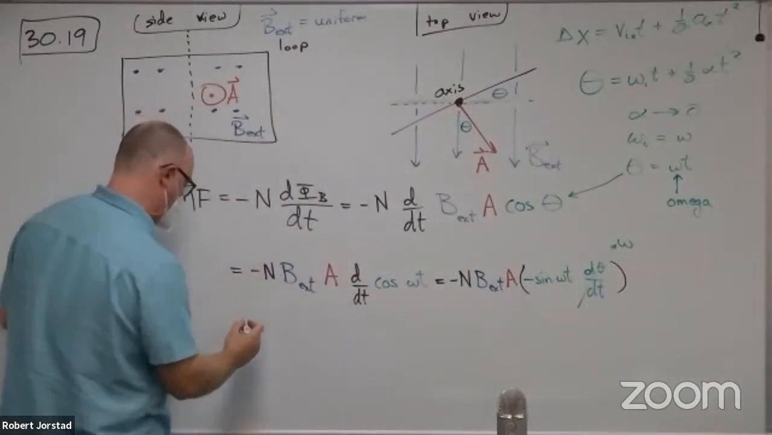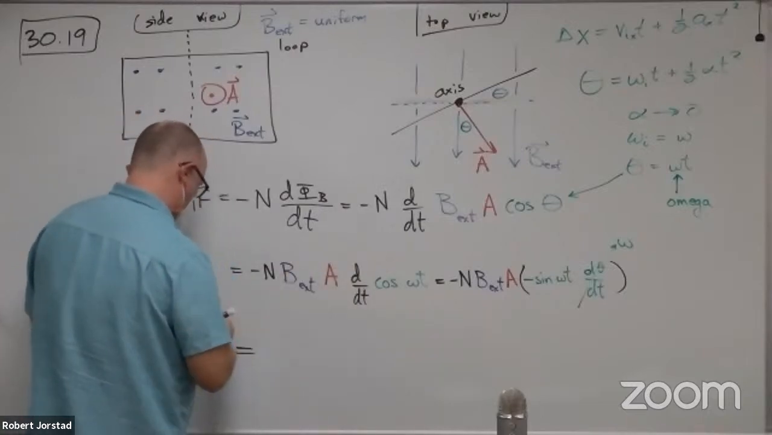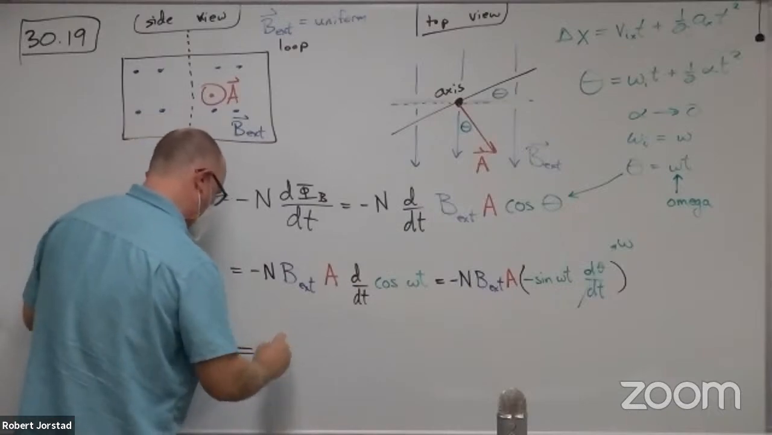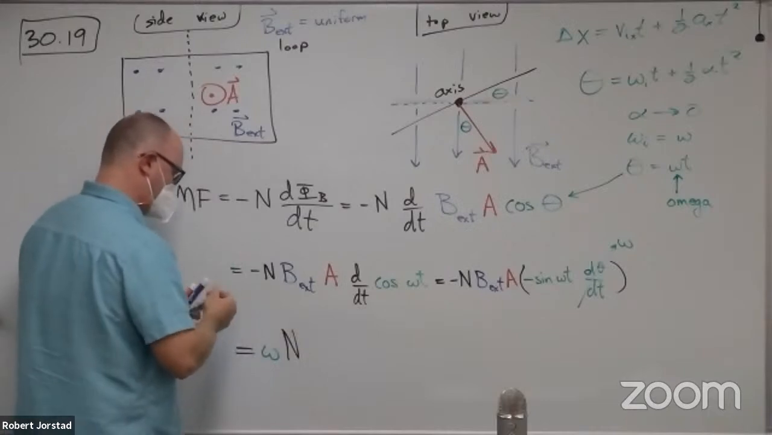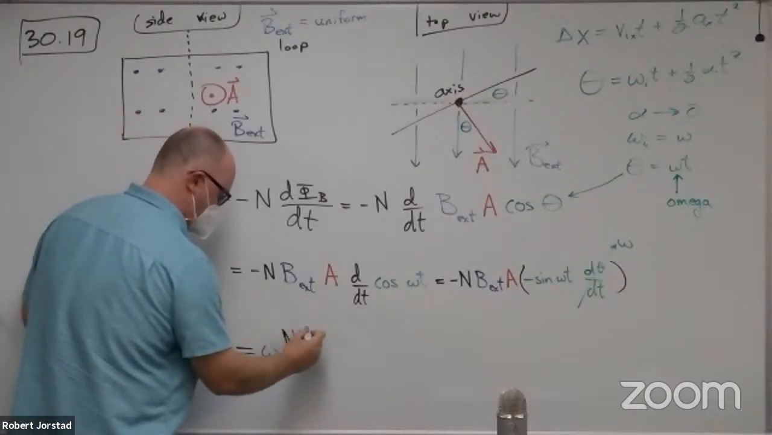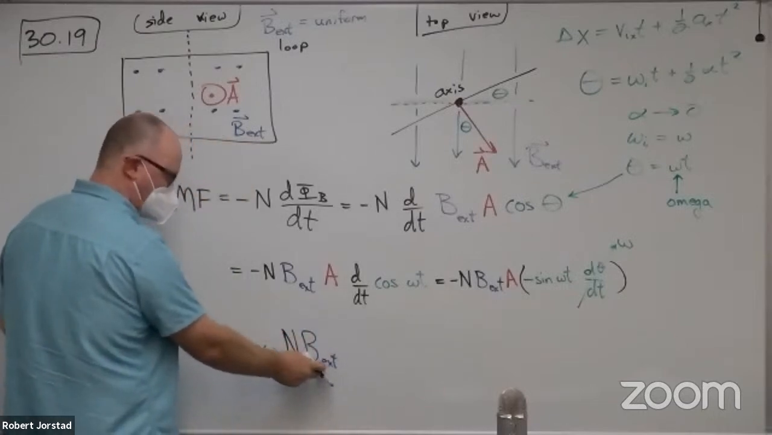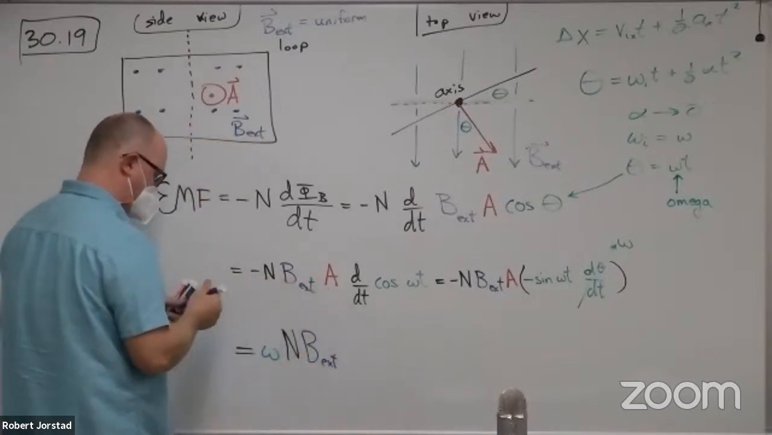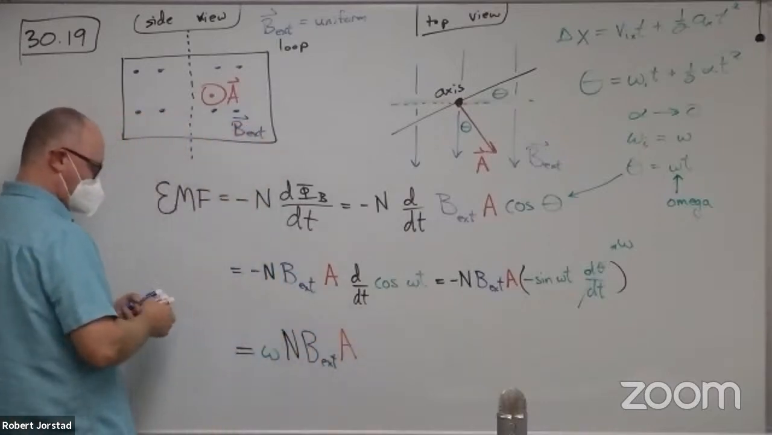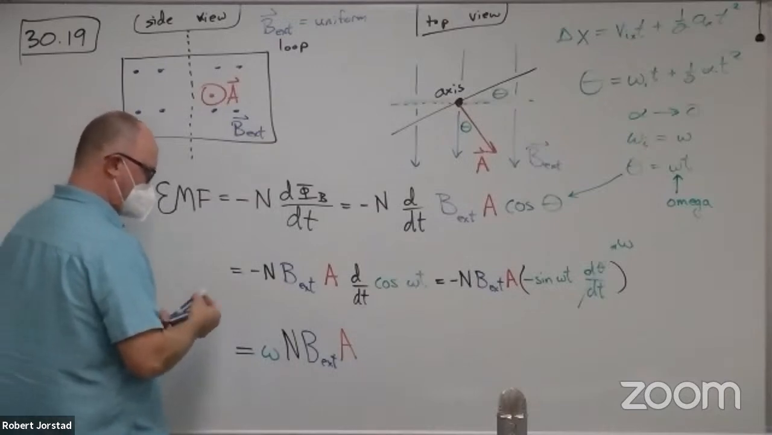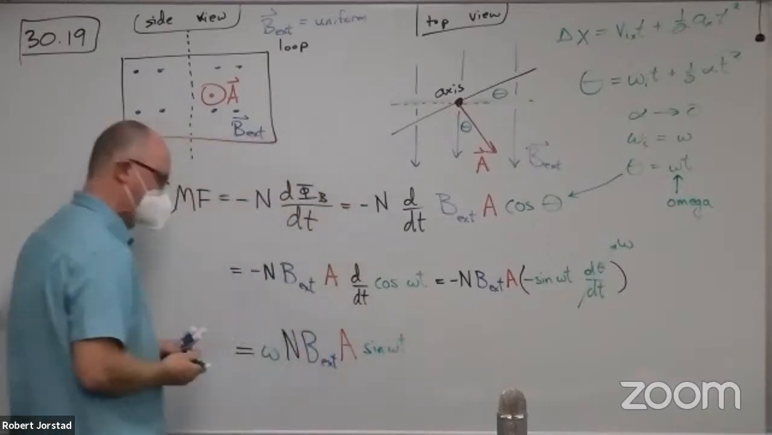I hope I'm on the right way. The minus signs drop and we get omega N B A. These are all the factors that we just saw in that simulation. You remember that? You can change the rotation rate, the magnetic field strength, the number of loops, the area of the loop, right? These are the factors that we saw in the simulation that could affect it. And after all that, you get a sine omega t.